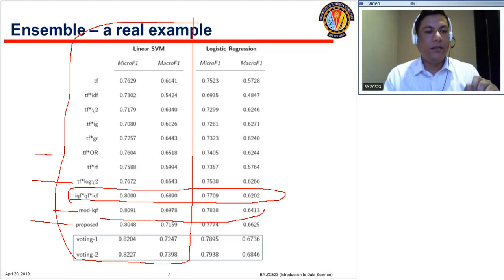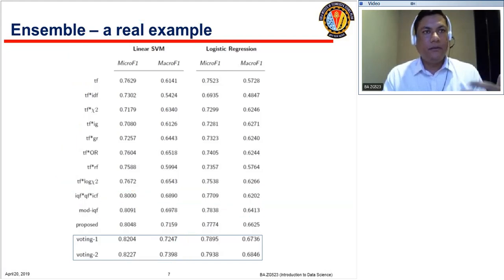So remember, as I mentioned earlier, whatever individual classifiers you are combining, they must be disagreeing significantly. In this case, IQF, QF, ICF, and mod IQF are different versions of the same thing, so they were not disagreeing on enough samples. So we only selected the proposed one, and one of either TFOR or TF log x square, and then created two ensembles. One is called voting one, and one is called voting two.